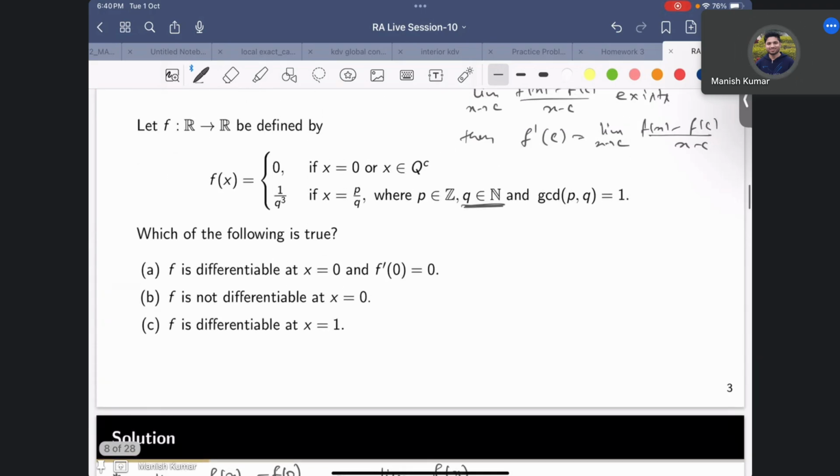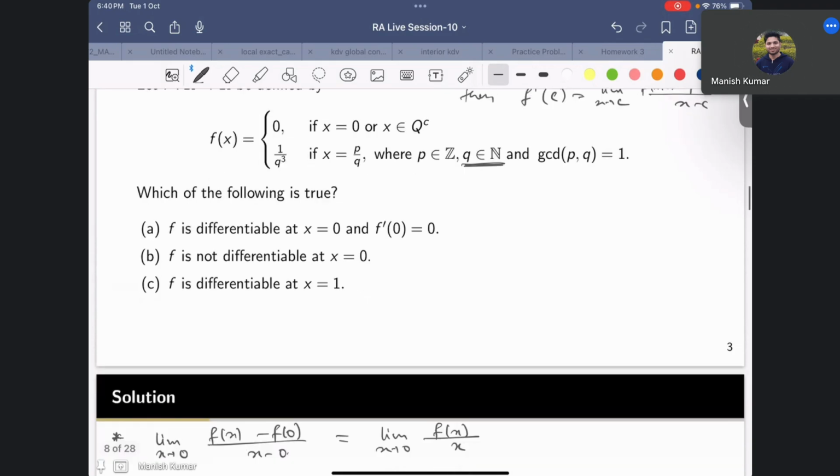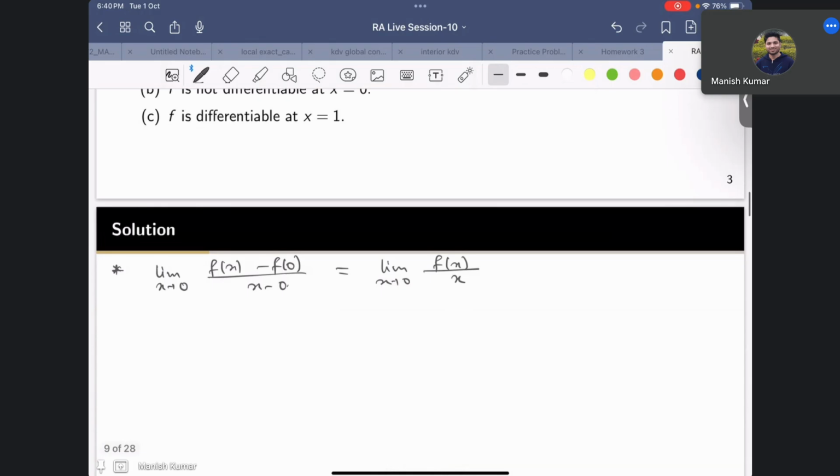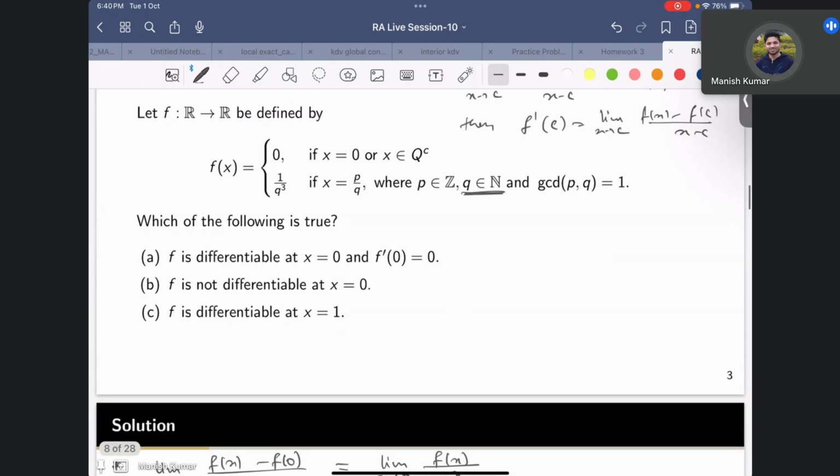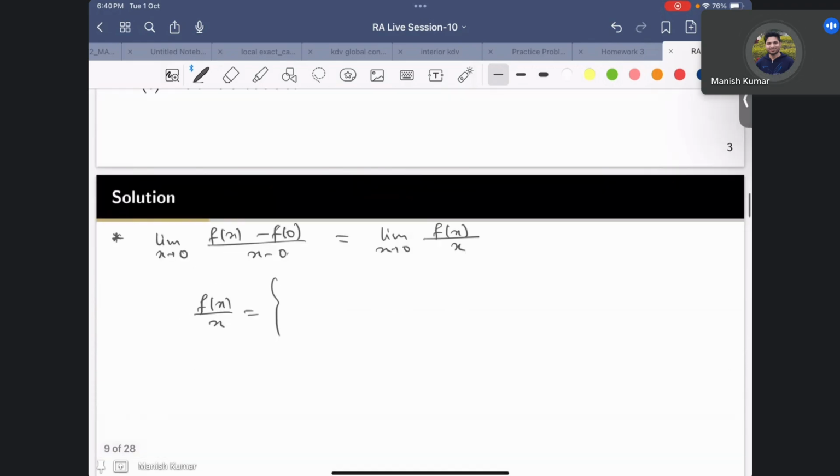the value of the derivative at that point, I mean at 0. Okay, so let us try to check this one. So let us try to see how this function f of x upon x looks like. Okay, so f of x upon x is basically going to be 0 if x is irrational, right? So it is going to be 0 if x belongs to Q complement.